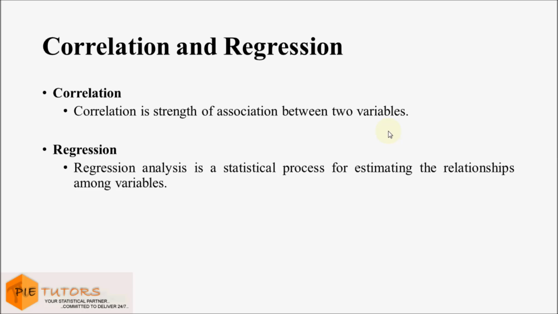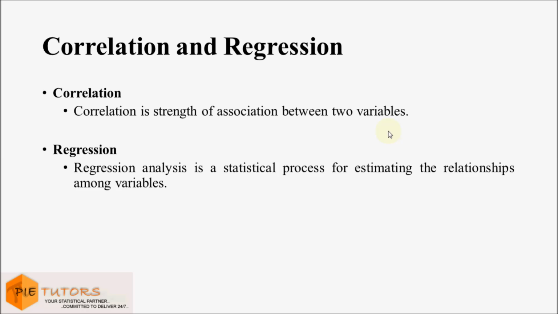So what is correlation and regression analysis? Correlation can be understood as the strength of association between two variables. It shows the dependence of two variables on each other. On the other hand, regression analysis is a statistical process that estimates the relationship among variables. It shows the dependability of one variable on the other variable.